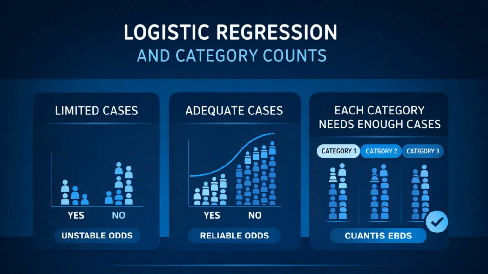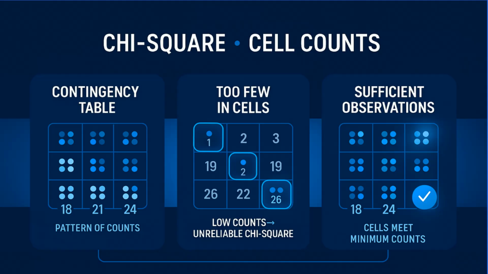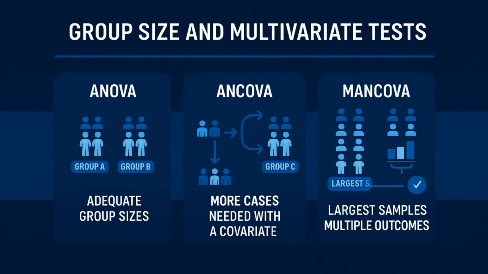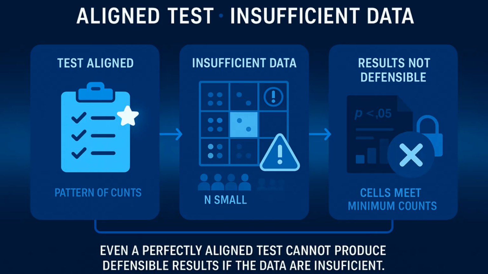Logistic regression requires enough cases in each category to model odds reliably. Chi-square requires sufficient observations in each cell of the contingency table. ANOVA and ANCOVA require adequate group sizes, and MANCOVA requires the largest samples because it analyzes multiple outcomes simultaneously. Even a perfectly aligned test cannot produce defensible results if the data are insufficient.